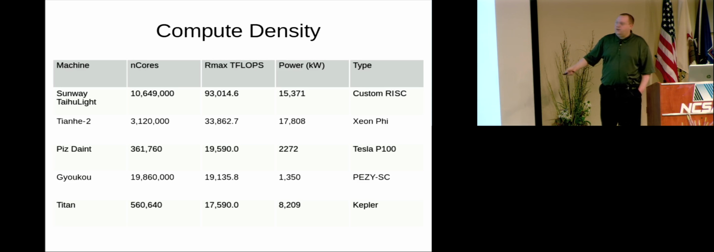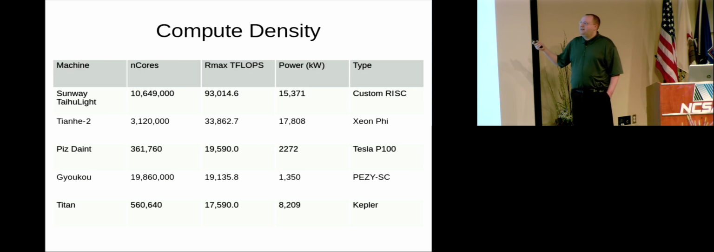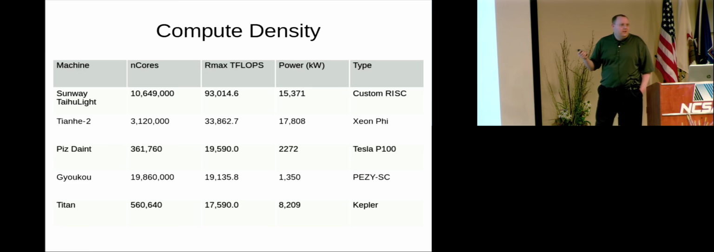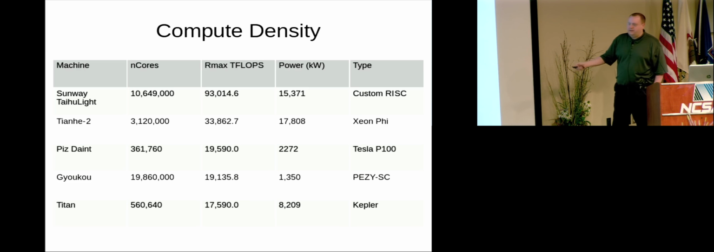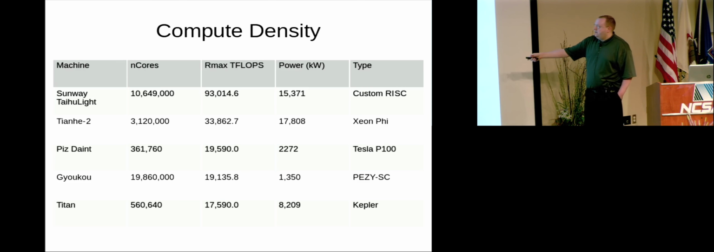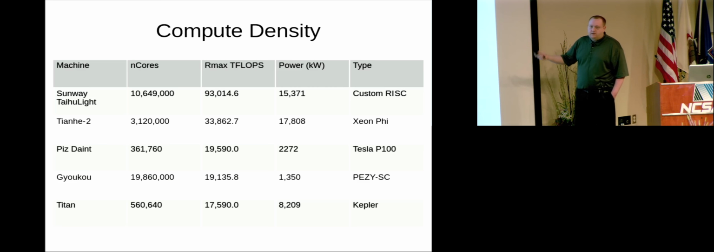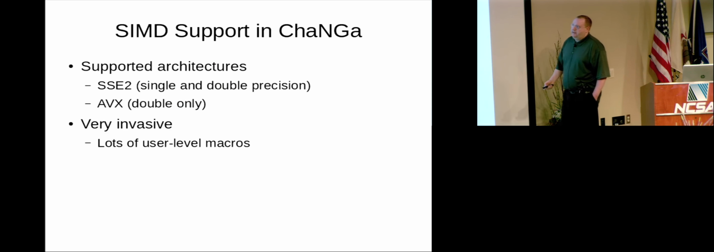So heterogeneity doesn't just mean GPUs. And this is something that I think sometimes folks lose track of, is that not every machine has a GPU, and not every problem is amenable to being solved on a GPU. So we have lots of heterogeneity out there. And someday, these RISC architectures may actually start being produced with SIMD capabilities, much like the ARM-based architecture and the Neon extensions. All right, so let's look at SIMD support in ChaNGa as it exists today.